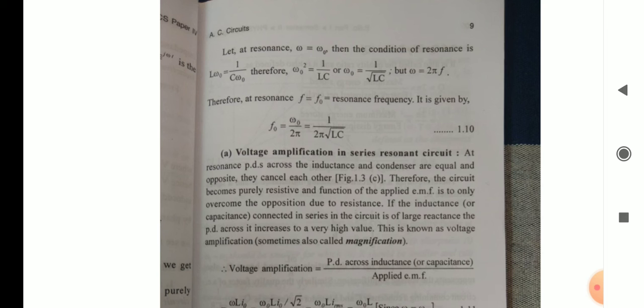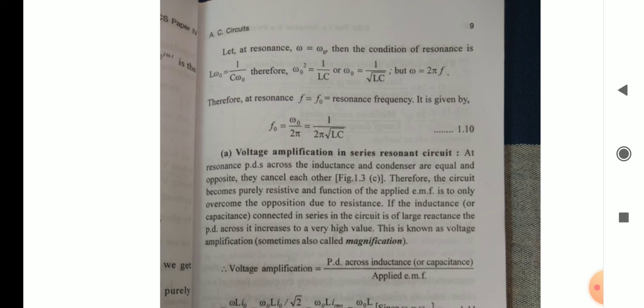Voltage amplification in the series resonance circuit: the potential differences across the inductance and capacitance are equal and opposite to each other, so they cancel each other. Therefore the circuit is purely resistive, and the function of the applied EMF is only to overcome the opposition due to the resistance.